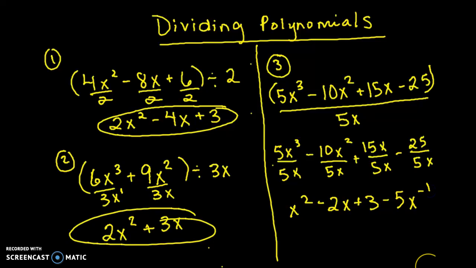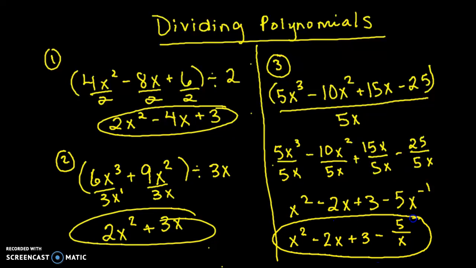Okay, our final answer can't have a negative exponent, so remembering our rule of exponents, we're actually going to rewrite this as x squared minus 2x plus 3 minus 5 divided by x. So only the last term has that fraction because we take the reciprocal and we move it to the bottom.